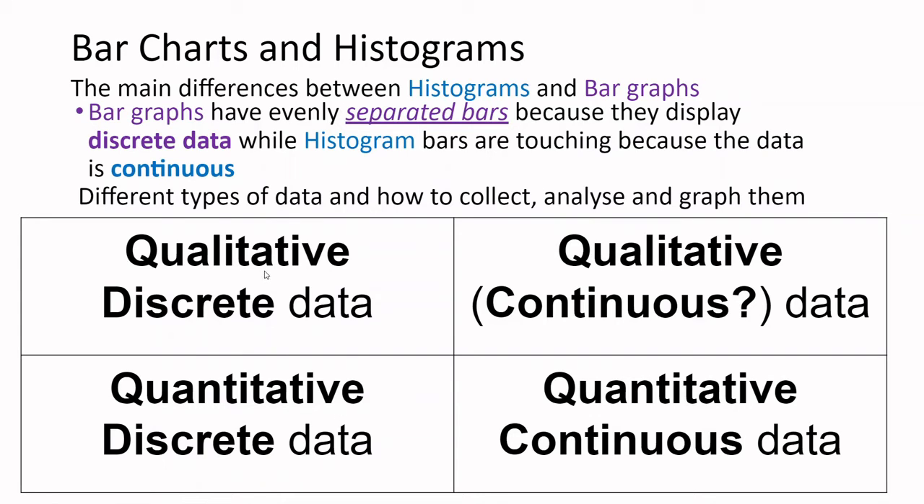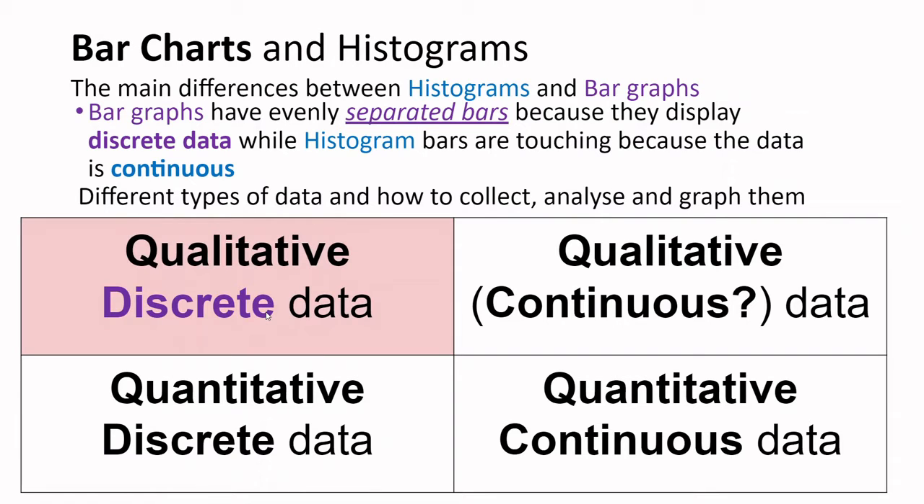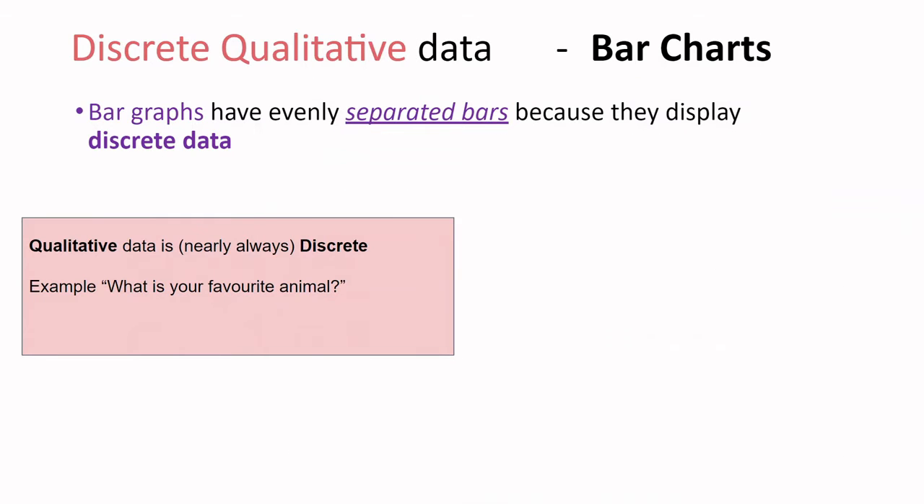Let's start with the qualitative discrete data. Qualitative being non-numerical, and discrete meaning it's one value or another, but nothing in between, not some value within a range of values. If it's discrete data, as we said before, discrete data would be shown on a bar graph because we want to show separate bars where no data could fall in between them. So here's an example of a question which might give qualitative discrete data. What's your favorite animal?